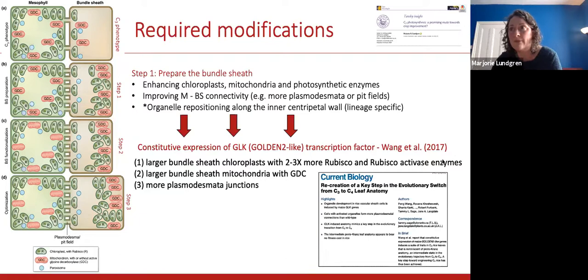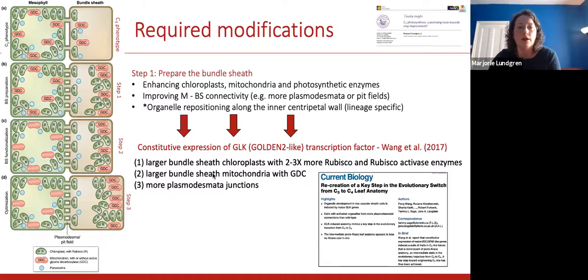This Wang et al. paper came out in 2017 in Current Biology. This is some really, really cool work that's come out of the C4 Rice engineering program. And what they found is that the constitutive expression of GLK, which is golden 2-like transcription factor, leads to larger bundle sheath chloroplasts with 2 to 3 times more Rubisco and Rubisco activase enzymes. It creates larger bundle sheath mitochondria with GDC, and it increases the plasmodesmata junctions. So it seems like we can kind of prepare the bundle sheath with one step here, potentially.